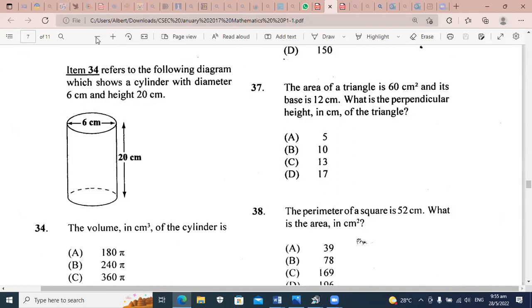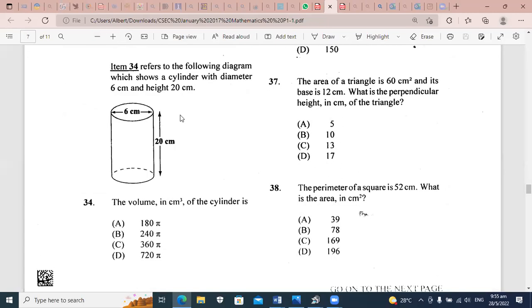Let's look at 34. All right, so this is asking us to find the volume of a cylinder. The formula is volume equals pi r square h. All right.